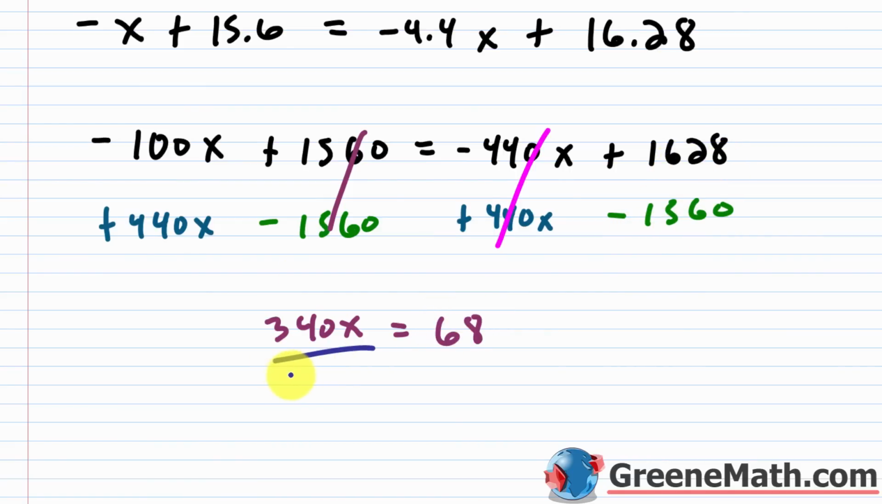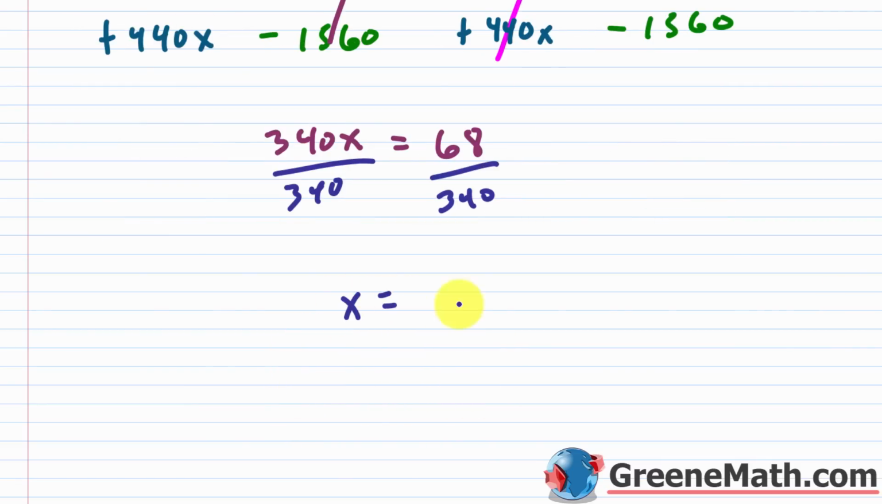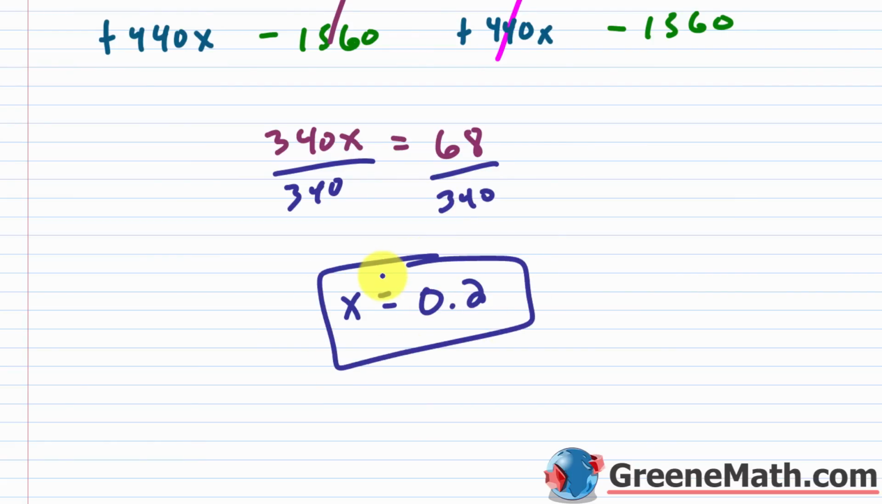Let me divide both sides by 340. Again, I can't make 3's today, so 340 over here. So x is going to be equal to, let's punch this into our calculator, and I get 0.2. So let's just write 0.2 there. So x equals 0.2. That's going to be our solution.